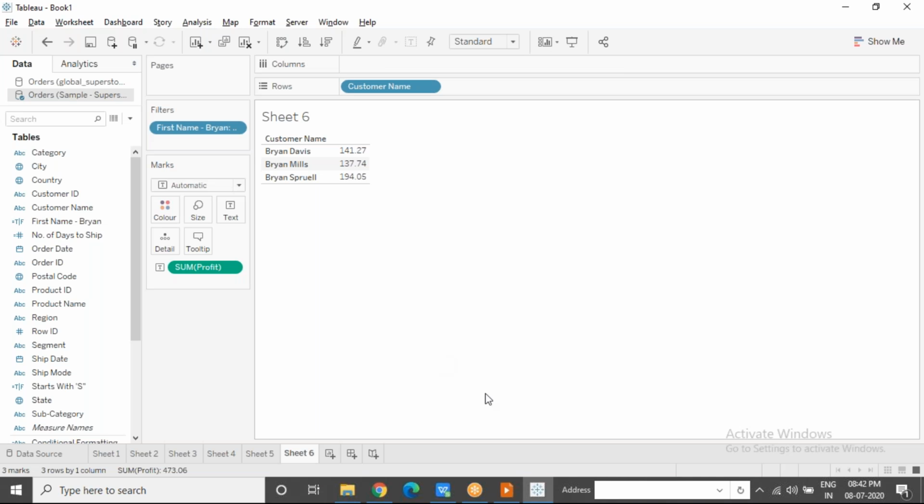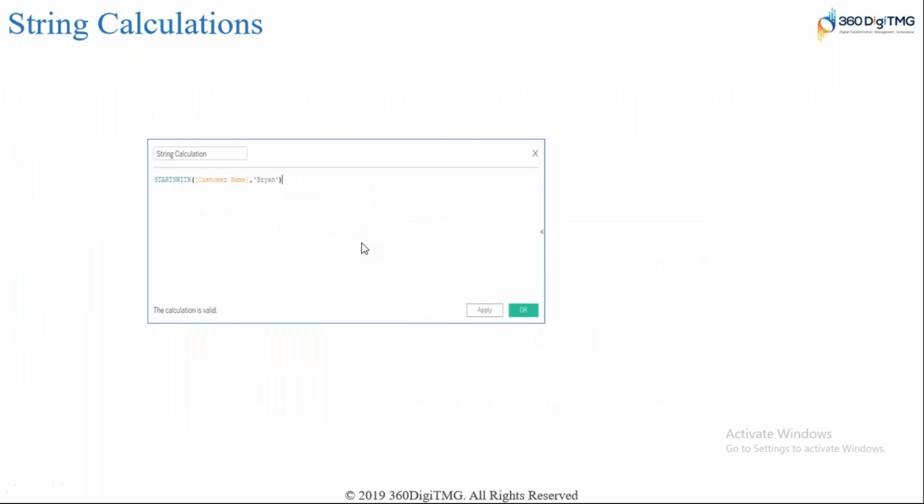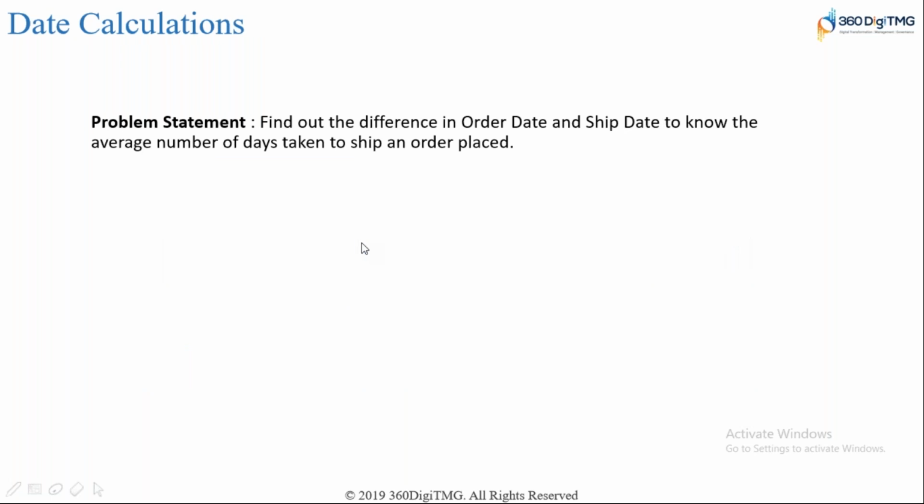Okay, so this is about the second one. Find out the difference in order date and ship date to know the average number of days taken to ship an order that is placed. This is the same thing that we have on the first slide. Can you try it out? Whatever I showed you, and the formula I sent you, date calculation. Same thing you have to do here. Try it out and give me a confirmation once it is done. We'll proceed to the next example. I sent you the formula on the chat already for this.